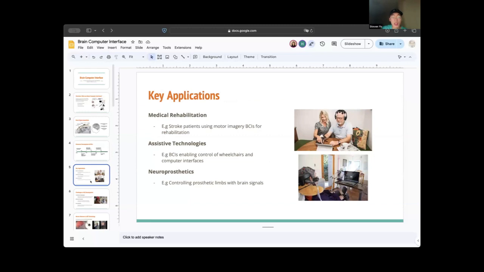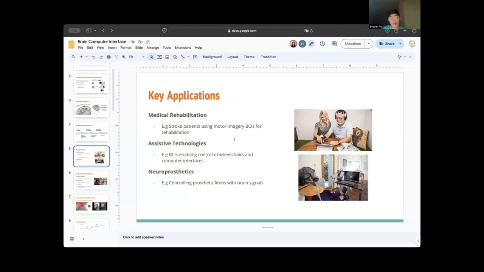If you look at the key applications of BCIs, we can separate them into three main parts. The first is medical rehabilitation. For example, stroke patients can use motor imagery BCIs for rehabilitation, as shown here in the example. The second is assistive technologies. For example, a BCI can control wheelchairs and computer interfaces.